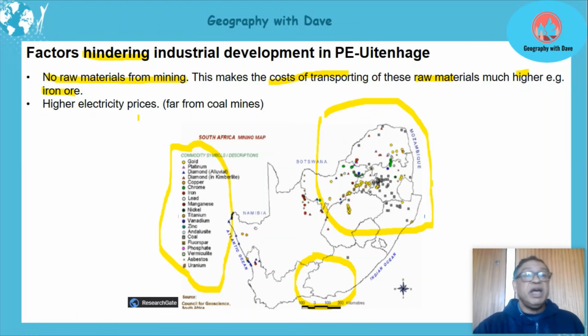And another thing here, learners, coal mines, which are a major supplier in terms of the production of electricity. We have coal-powered electricity, which is the majority of our electricity. Now what happens? We're far from the coal mines, which makes for higher electricity prices. Massive. You understand?